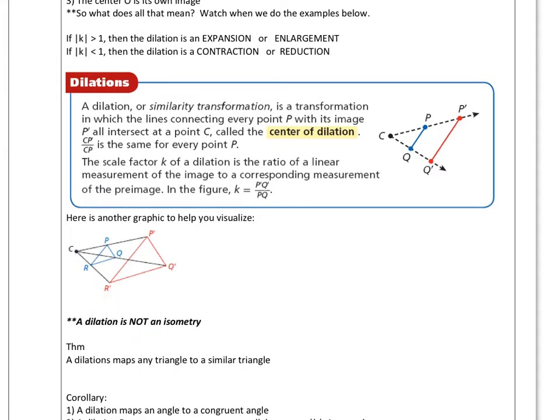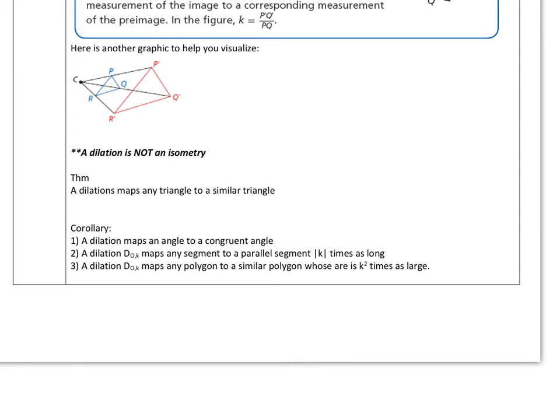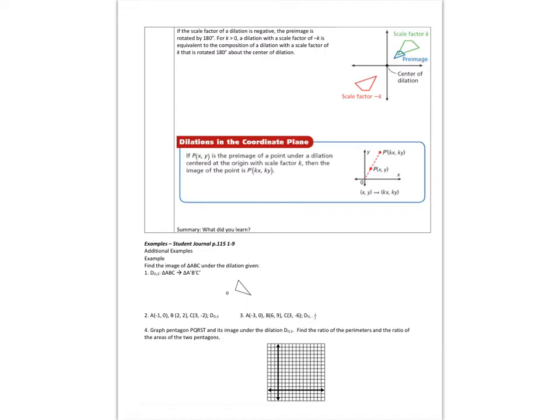All right, so we said it's not an isometry. And then a dilation maps an angle to a congruent angle. So angles will still be congruent. And the segment will be parallel and k, absolute value here, times as long. So that's where we're changing that. And if you have a polygon, the area would be k squared. We could think of it that way, right? So if you're enlarging it, then the area of that polygon will be k squared. Okay, let's move on to the next page.